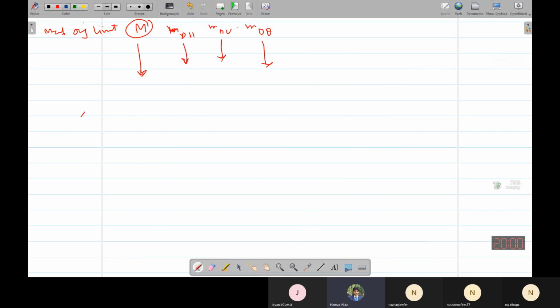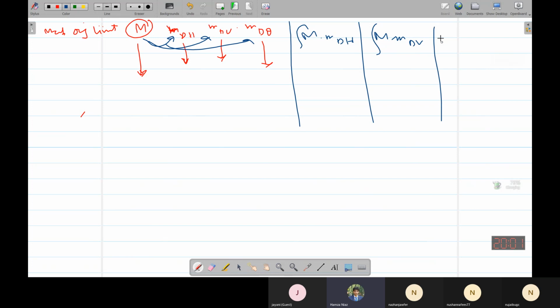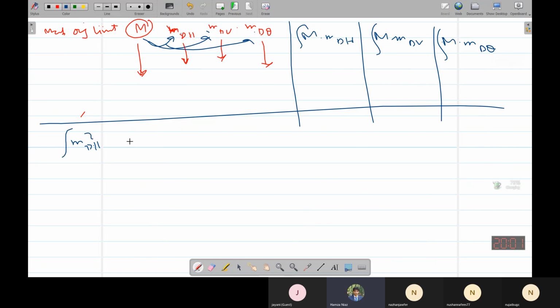Afterwards, we are going to multiply them. So first multiply M with these individually. So we'll get M into MDH and integrate it. Second will be M into MDV integration, M into MD theta and integration. Then we'll square these individually. So MDH whole square, MDV square, MD theta square.